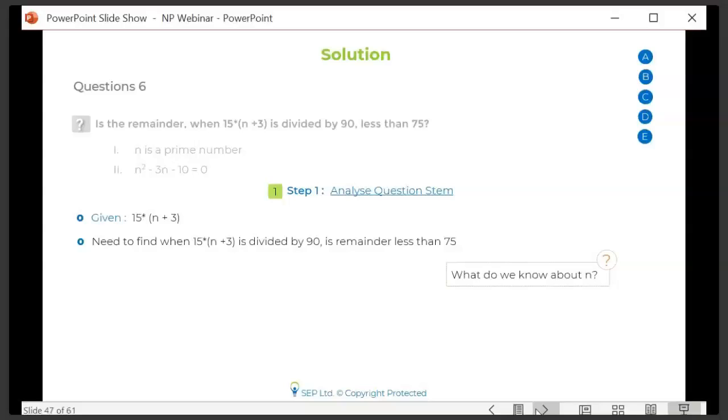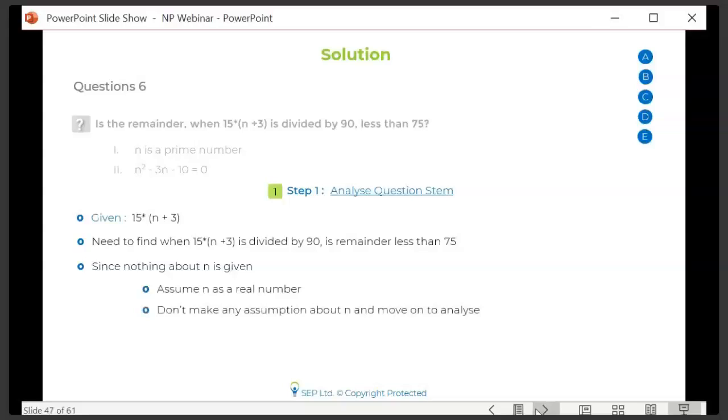What is the nature of n? Integer or fraction realm? Yes, Jyoti, okay, that's the right word that I was looking for. Swati, you're also correct. If nothing is given in the question, then it's safe to simply assume that n is a real number. Do not make any other assumptions.